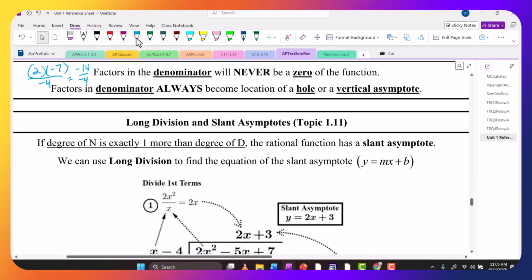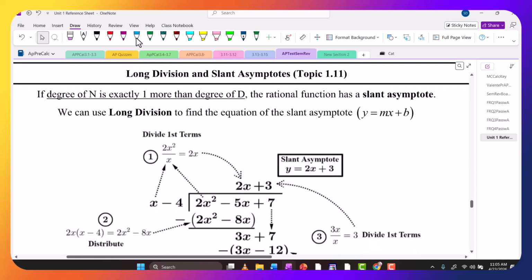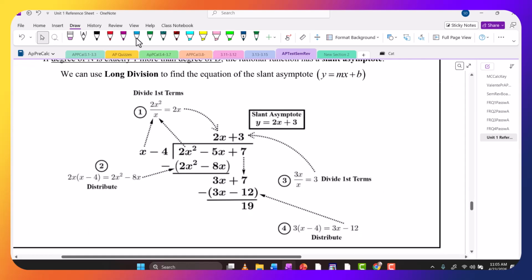Okay, moving along. Factors in the denominator will never be a 0 of the function. True, that's a vertical asymptote. Okay, factors in the denominator always become a hole or a vertical asymptote. We just showed that. All right, the dreaded long division.